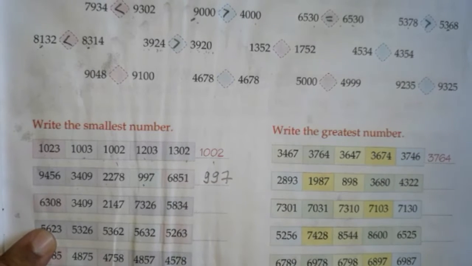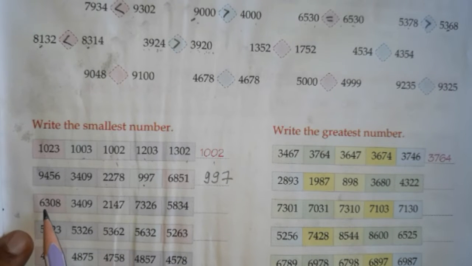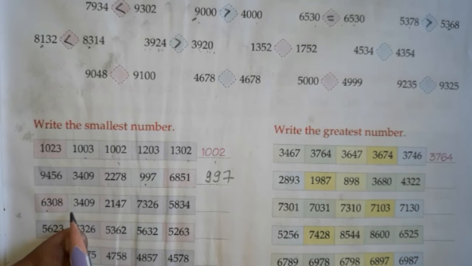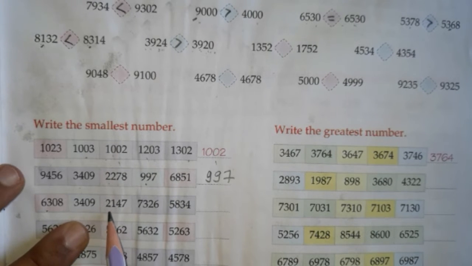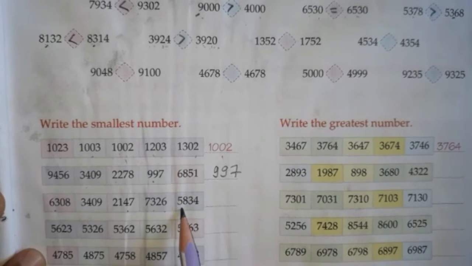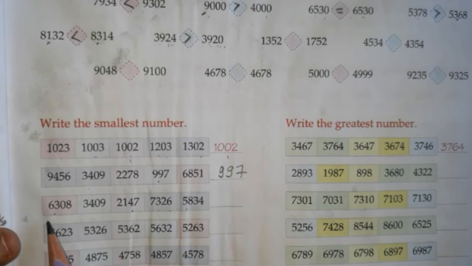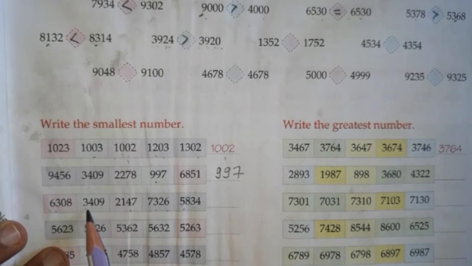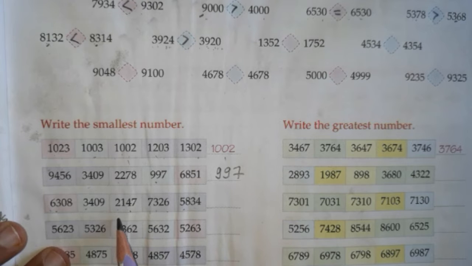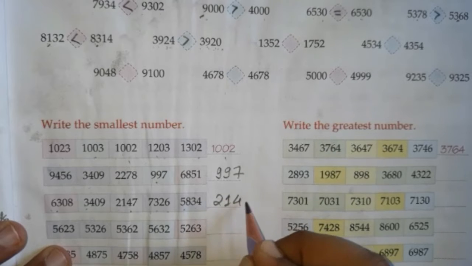It has 3 digits. Now in this next series, the numbers are 6308, 6409, 2147, 7326, 5834. So how can we know which is the smallest number? We'll go for the first digit. Here it is 6, it is 3 here, 2, 7 and 5, and we all know 2 is the smallest digit, so this number is the smallest number.